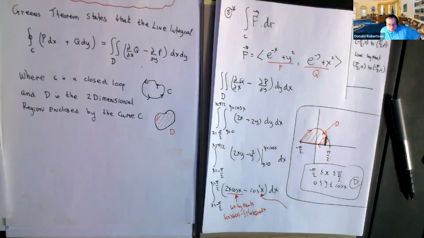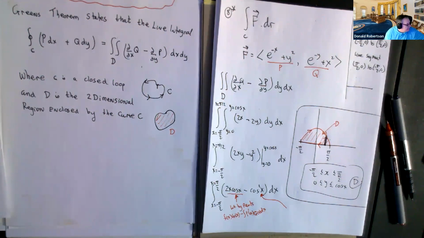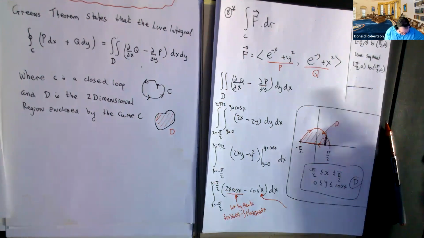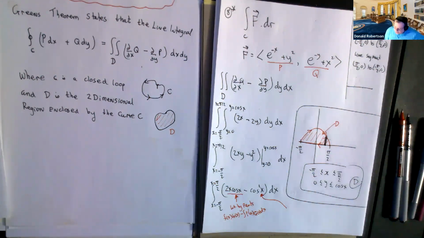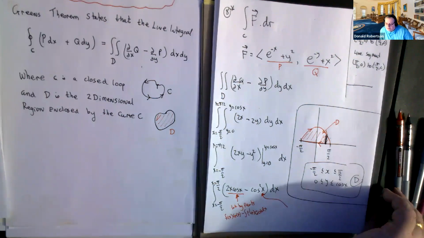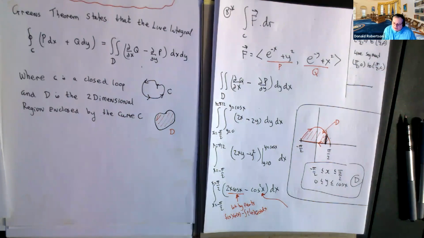And this guy, any suggestions how I integrate cos squared x? Any ideas? How would you integrate cos squared x? It's a Calc 2 issue. Any takers? Let's check it.